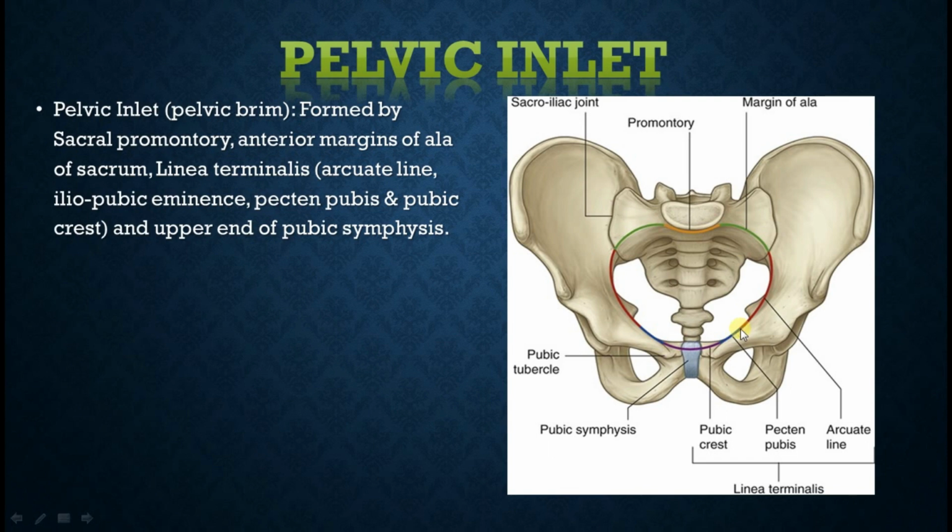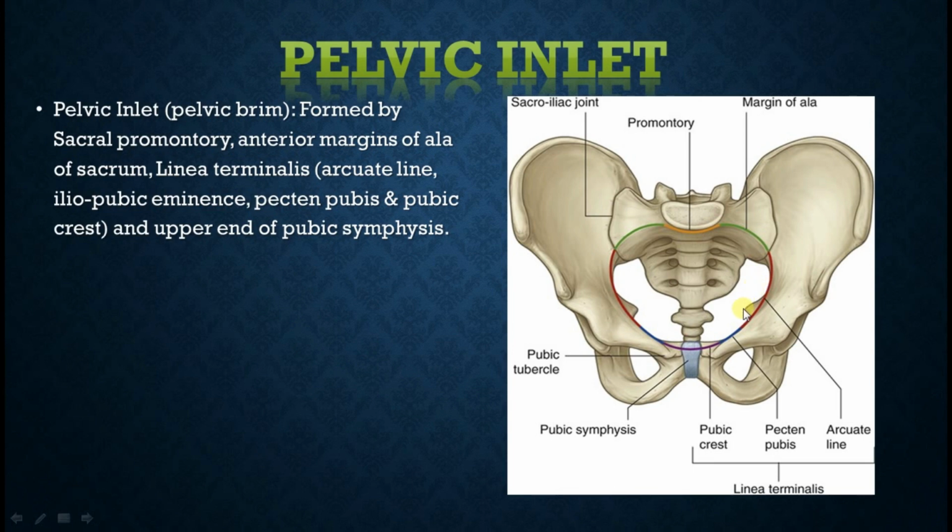This is actually called the pecten pubis and pubic crest. The sharp upper border you see on the superior ramus is the pubic crest, and then the upper end of the pubic symphysis. So if you draw a continuous line from the sacral promontory, anterior margin of ala of sacrum, linea terminalis, arcuate line of ilium, iliopubic eminence, pecten pubis, pubic crest and the upper part of pubic symphysis, it forms the pelvic inlet.